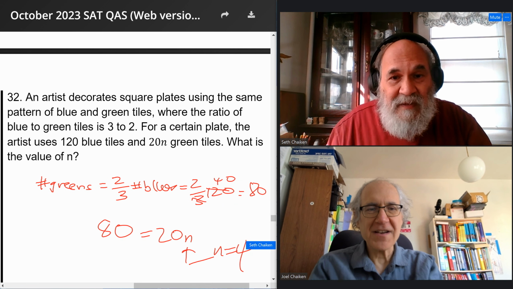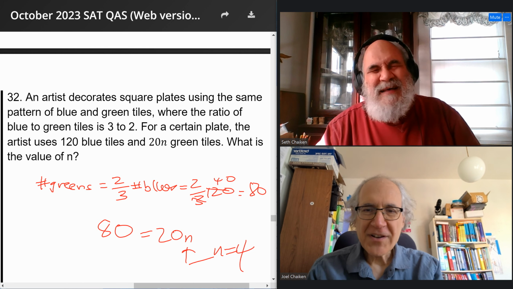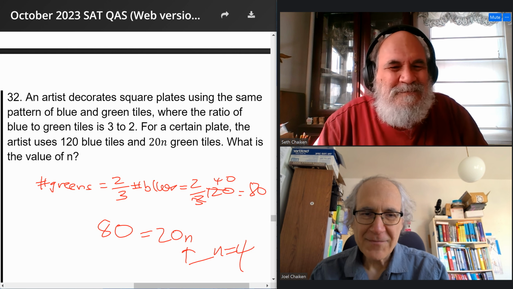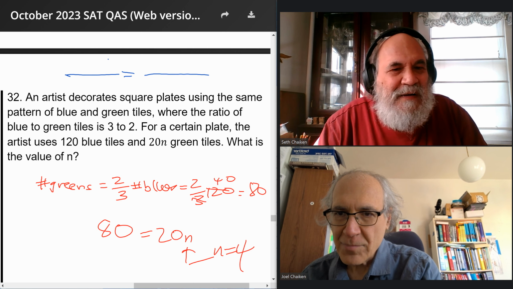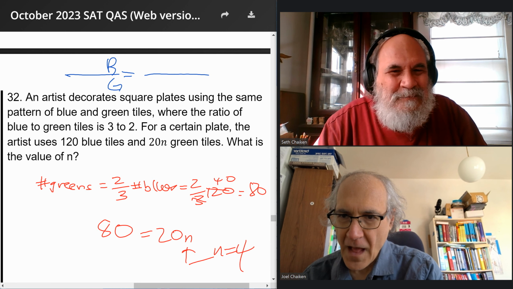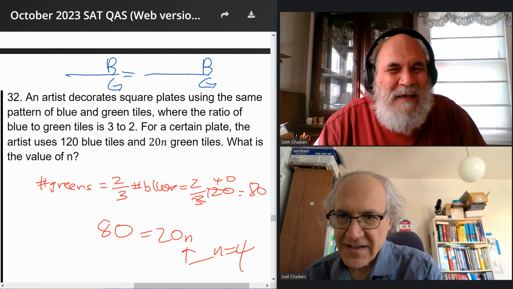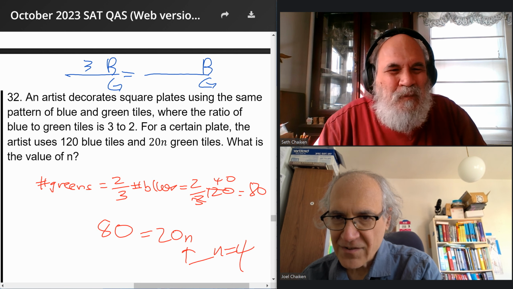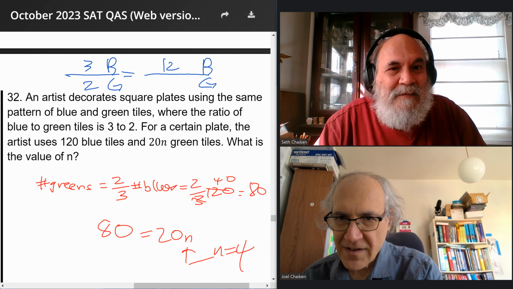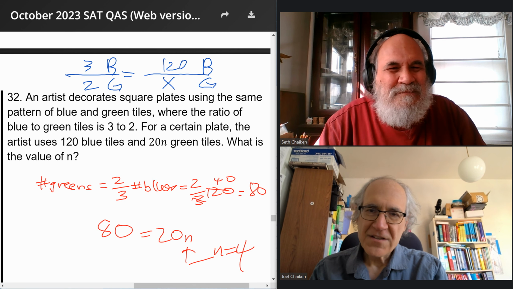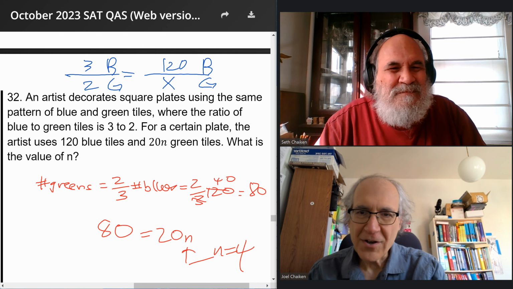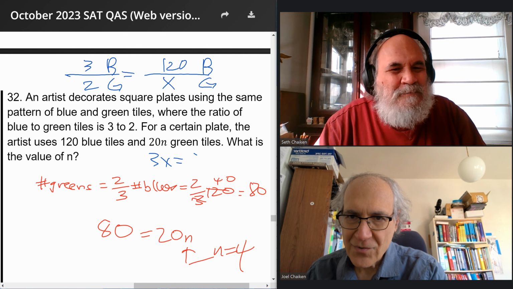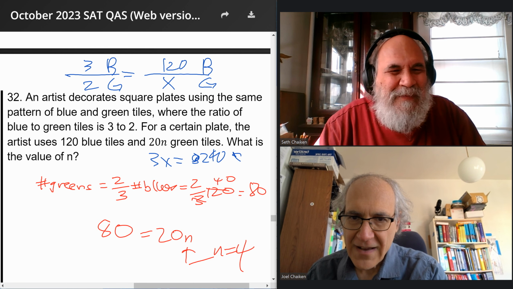That's where Seth's PhD in math really helps him, because I have to do it a little slower, since I don't have that same level of confidence. I would do it as a ratio problem. I would say blue to green, and they tell you blue to green is 3:2. Blue is 120, and x is green, so I would solve for x. If I was smarter, I would have put green in the numerator, but I'm not that smart. So 3x is equal to 240, so x is 80, and I get the same answer as Seth.